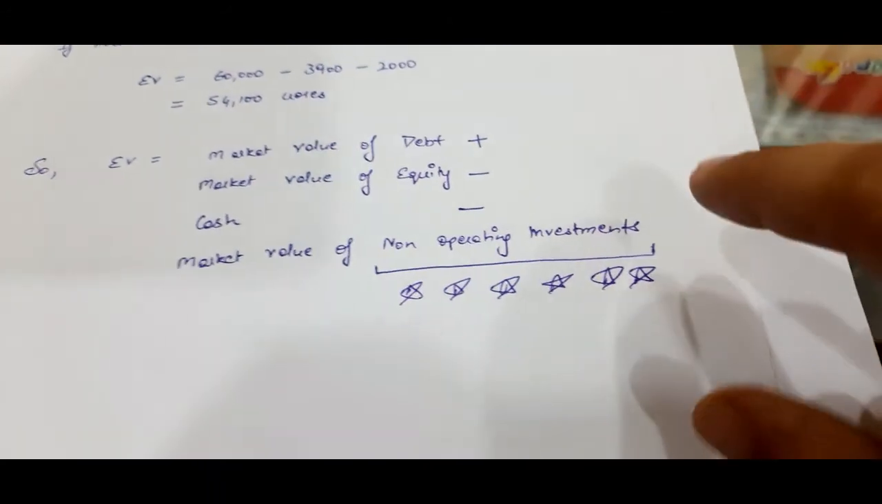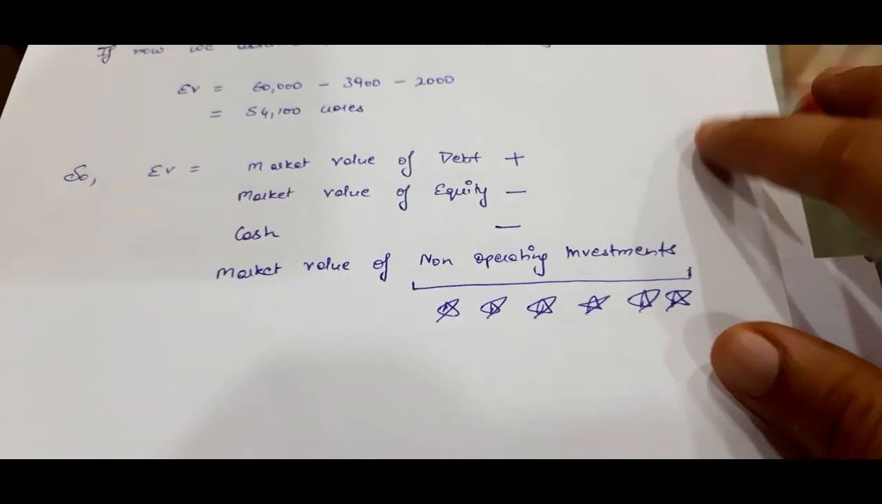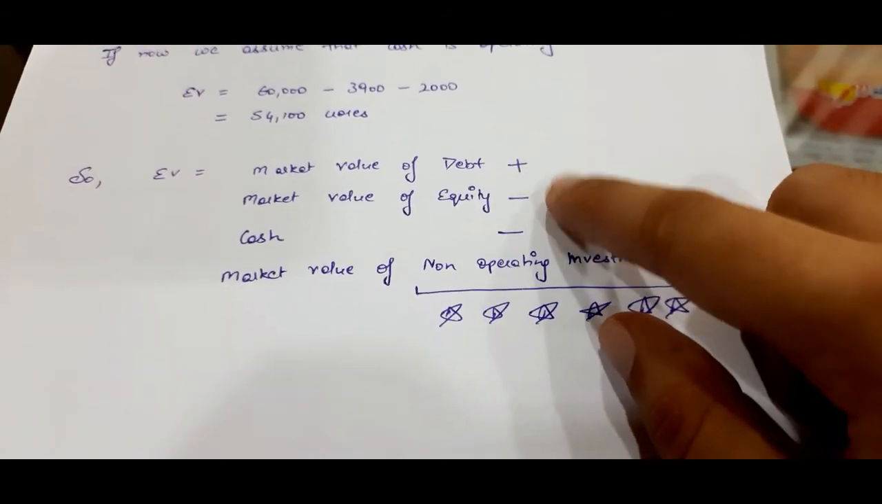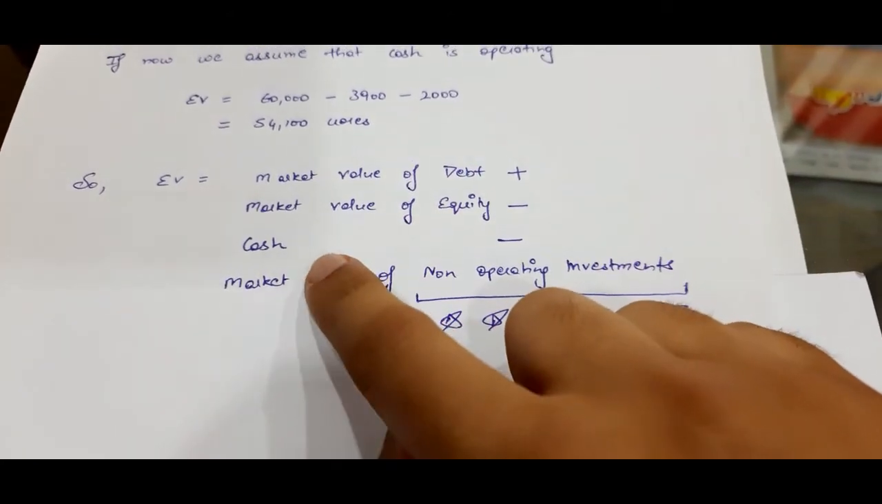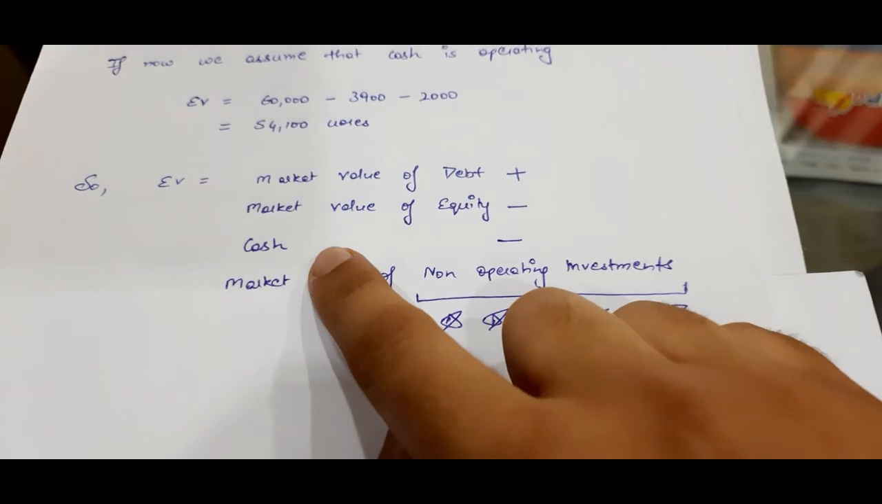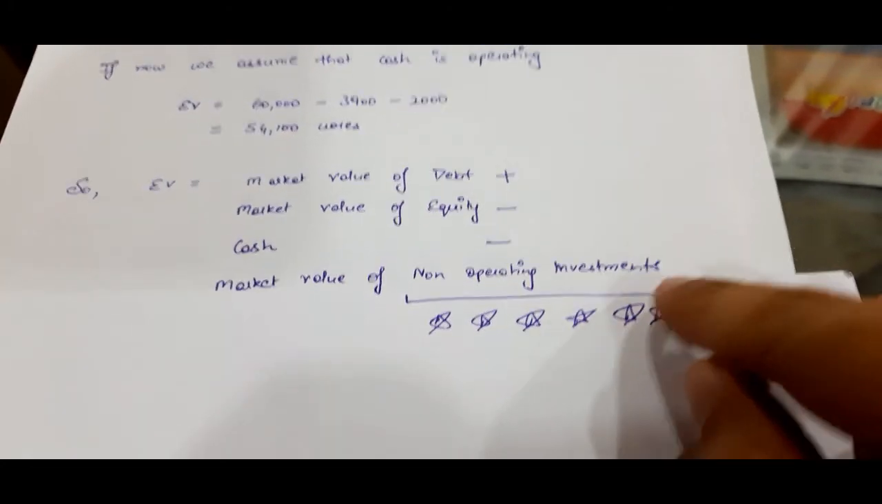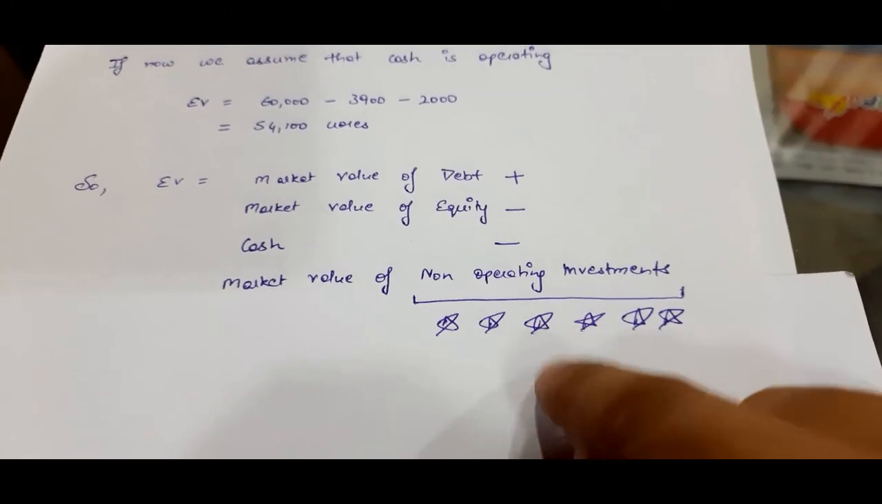So this brings me to the end of this video with the total formula of the enterprise value, which is market value of debt plus the market value of equity minus cash. Please note that this cash has to be the non-operating cash, minus the market value of any other non-operating investments which can be readily sold, and hence the word non-operating is very crucial here.